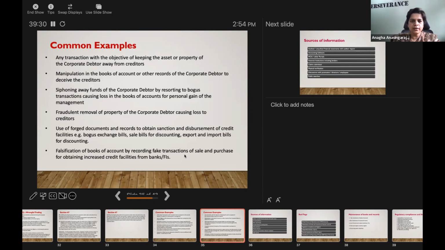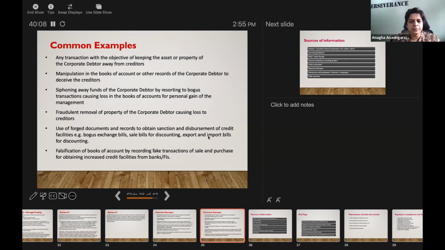Using of forged documents and records to obtain sanction and disbursement of credit facilities, that is bogus sales bills, bill discounting, export and import bills. And falsification of accounts by recording fake transactions of sale and purchase for obtaining increased credit facilities from banks and FIs. So these were the common examples of these fraudulent or the PUFE transactions which may have been entered into by the CD, and which we need to identify as a part of our duties as RP or the liquidator. So here we'll take a break, and let's get back at 3:10.